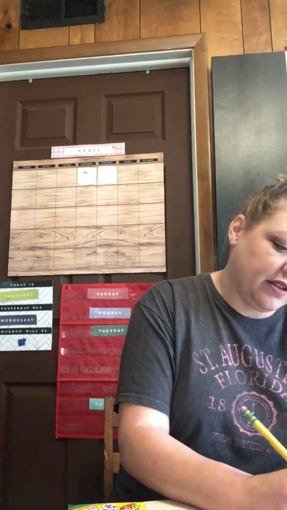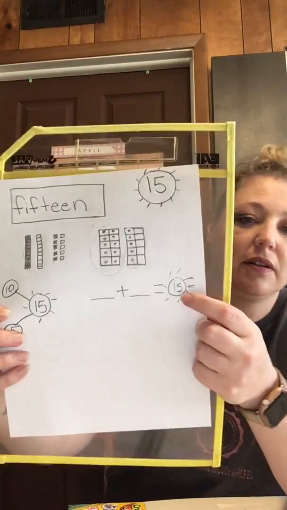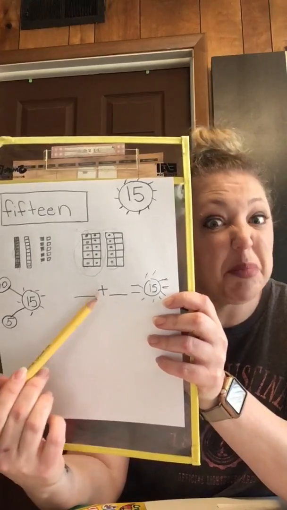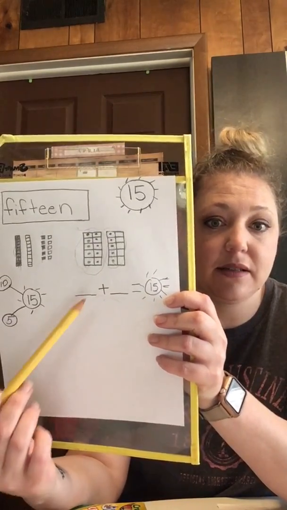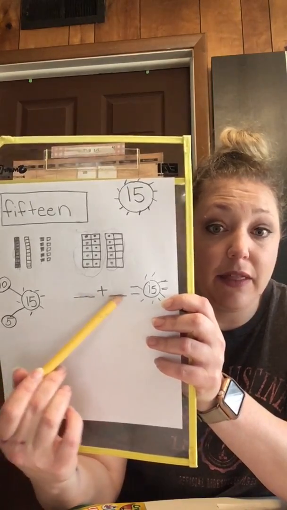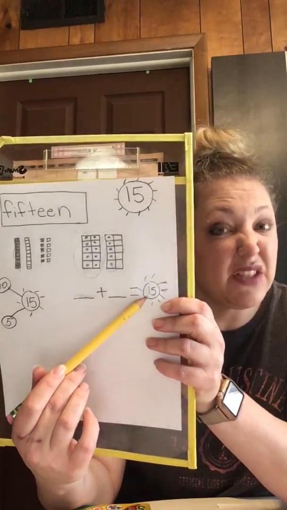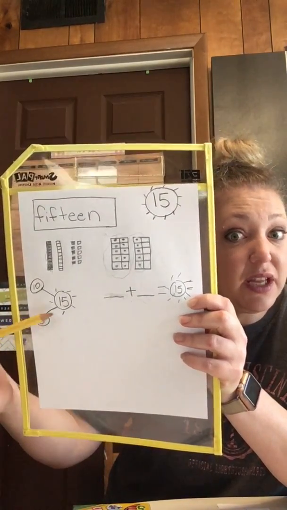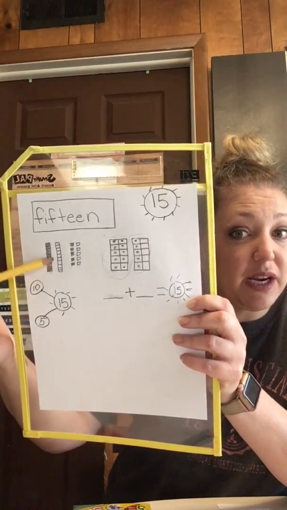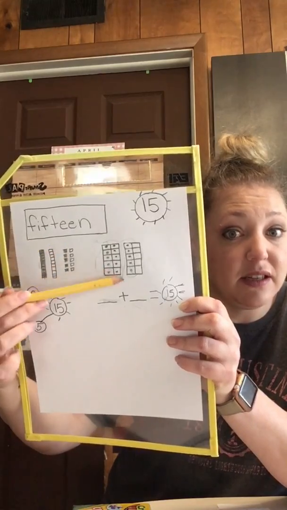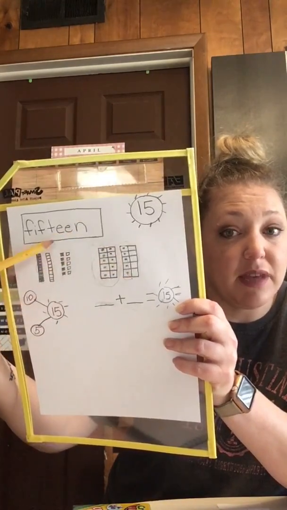I'm not very good at drawing those little star things, or the little sunshine right here. So we're going to start with our addition, or our plus number sentence. So this says that a number plus another number equals or makes 15. Well, we just said right here that 10 and 5 make 15. That's what it shows right here as well. 10 and 5 make 15.